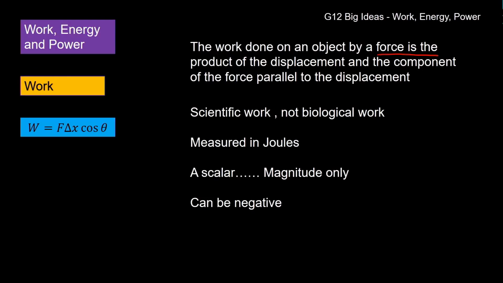So let's have a look at this definition, the scientific definition of work. It says the work done on an object by a force is the product of the displacement and the component of the force parallel to the displacement. Okay, so there has to be a force exerted onto the object. The object has to be displaced, there has to be movement, and the force has to be parallel to the direction of movement, to the direction of displacement.